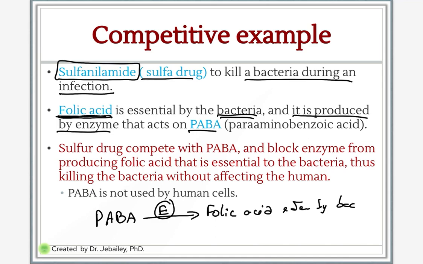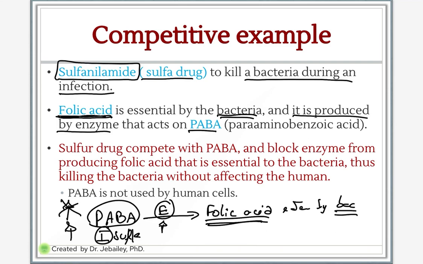Now, what would the sulfonamide do? The sulfonamide will be an inhibitor, so I'm going to put here just a sulfa, right? It's a sulfa. So we have this and these two, they both are competing for this enzyme. If you have a lot more of PABA, then great, you make more food and the bacteria lives. But if you have more of the sulfa, which is the inhibitor, they stop the enzyme, and that means no folic acid is produced. So what happens to the bacteria? It dies.